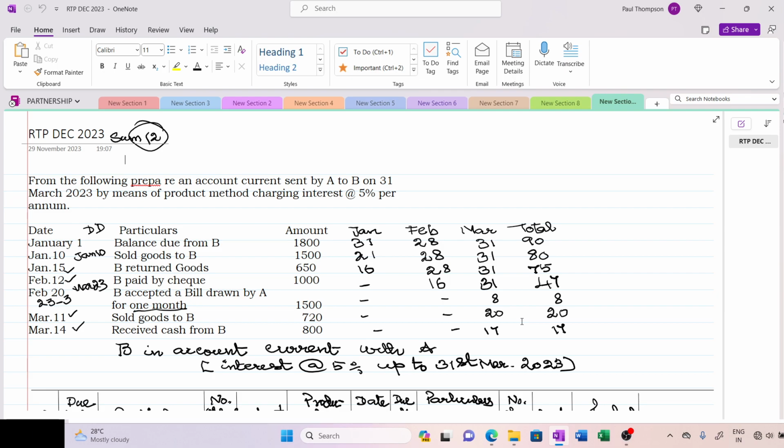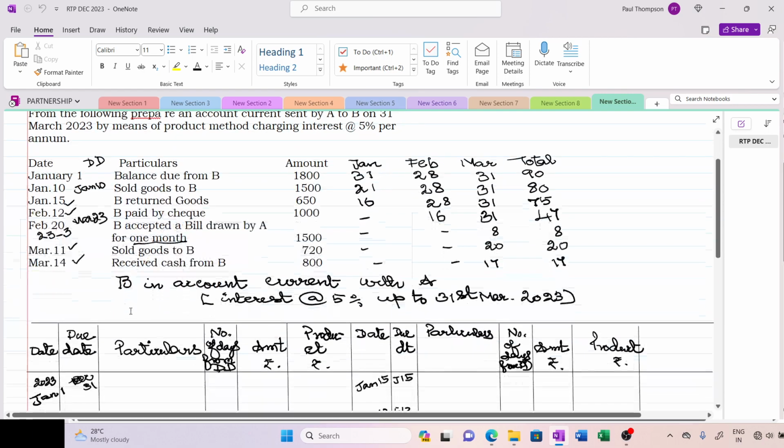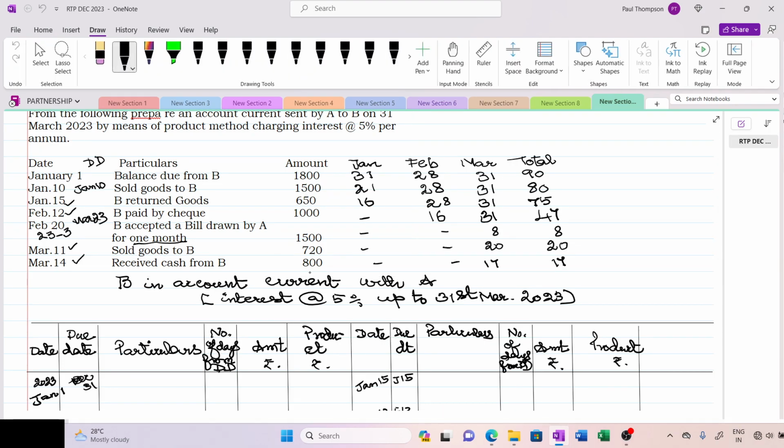You should write like that for the year ending 31st March 2023 by means of product method, charging interest at the rate of 5% per annum. So first we have to write the journal so that you will be able to do it very coolly. So it is a personal account. So we have to start with B in account current with A and give the interest at the rate of 5% up to 31st March 2023.